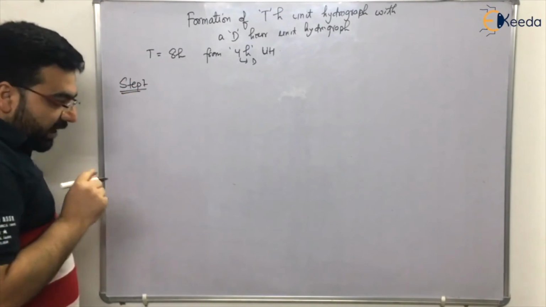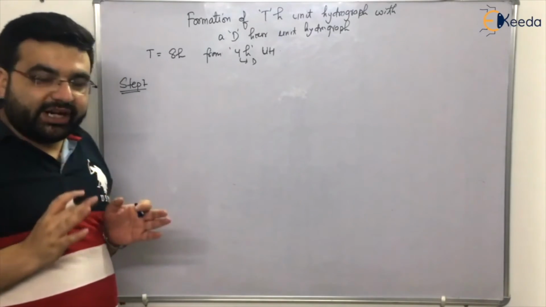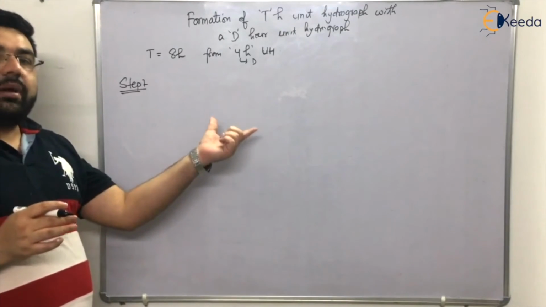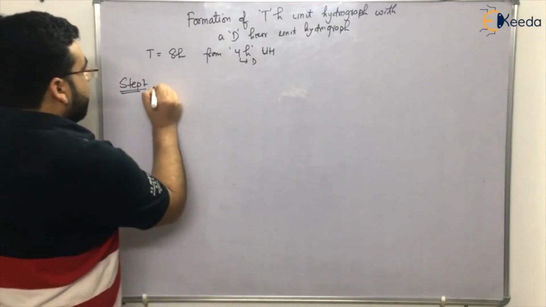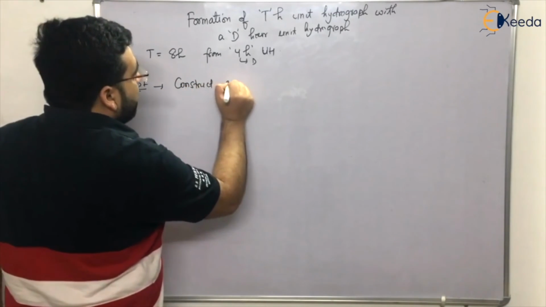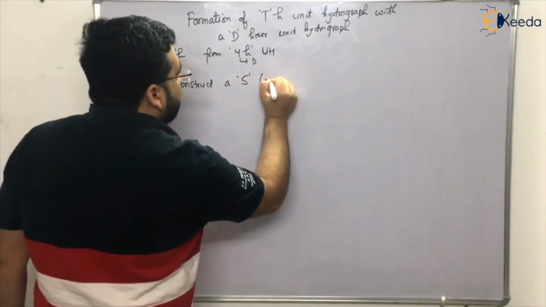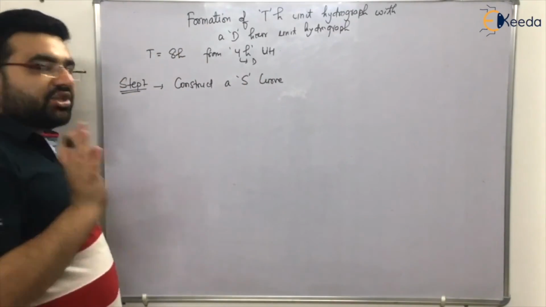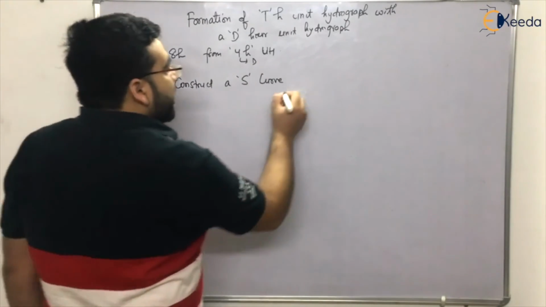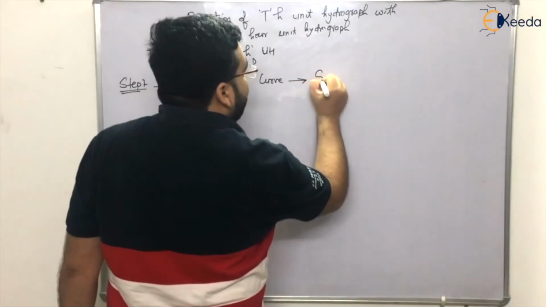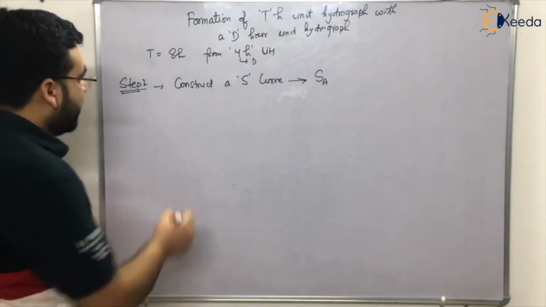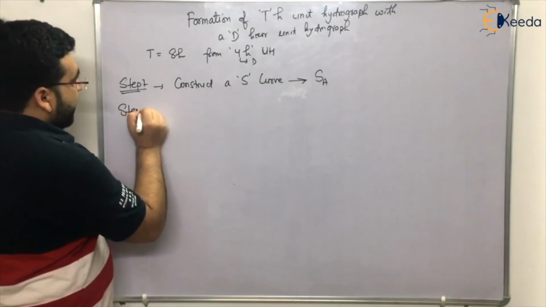Now what we have to do is that, first of all, step 1. Step by step you can see it going, right? So in step 1, first of all, construct an S curve. You can easily construct an S curve just by what I have told you right now. So let us say that this S curve is given by SA. Then I will also solve it with an example.